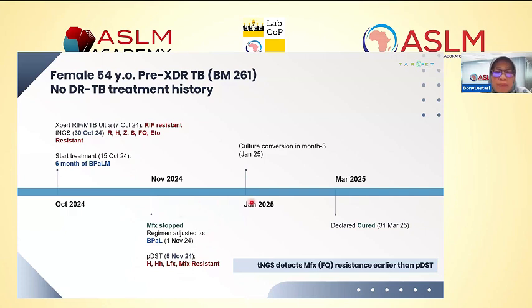As a follow-up in January, about 3 months after the treatment, the patient had culture conversion from positive to negative, and last March this patient was declared cured. In this case, tNGS detected moxifloxacin resistance earlier than phenotypic DST. Can you imagine that this patient would need to take an unnecessary medication for 2 months if we didn't have this tNGS result?